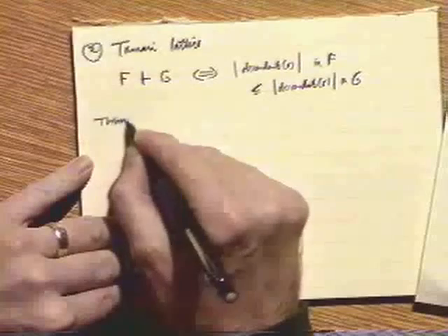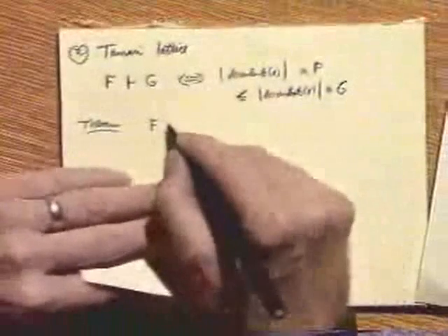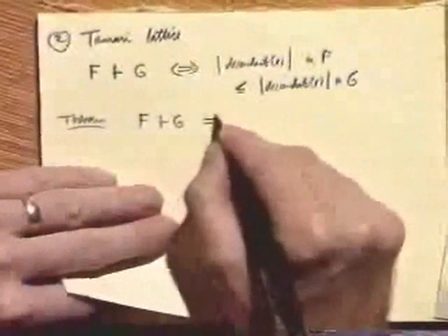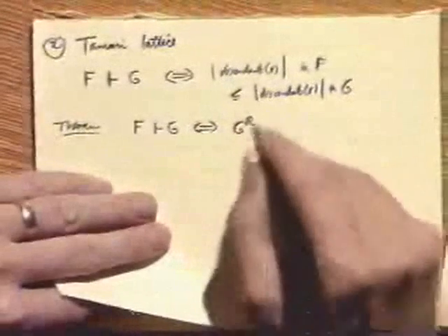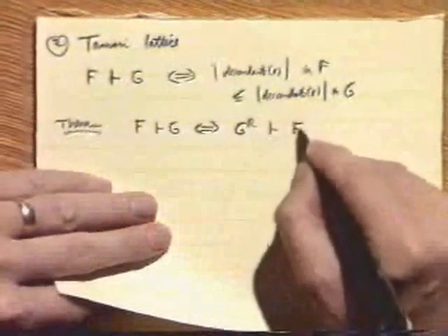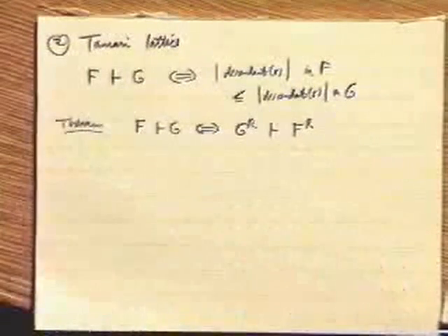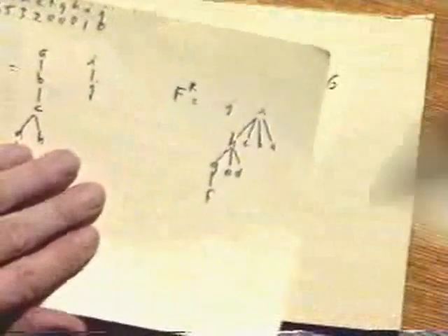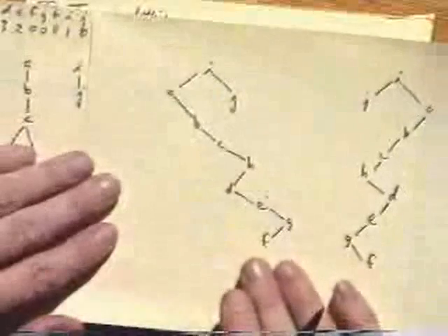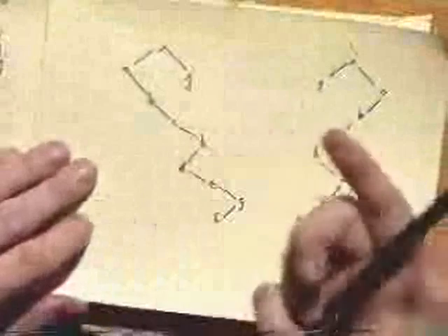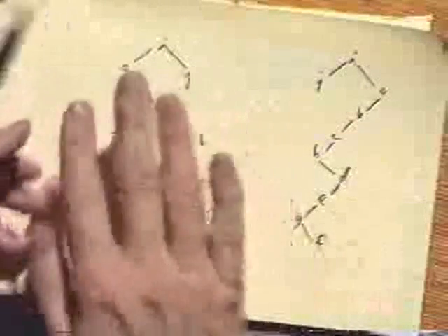The first theorem is the same as what we had before, that the duality still applies. So F is Tamari related to G if and only if the dual of G is Tamari related to the dual of F. Now, that's obvious because what I've done here is I have changed left and right. The symmetric order is symmetrical between left and right.